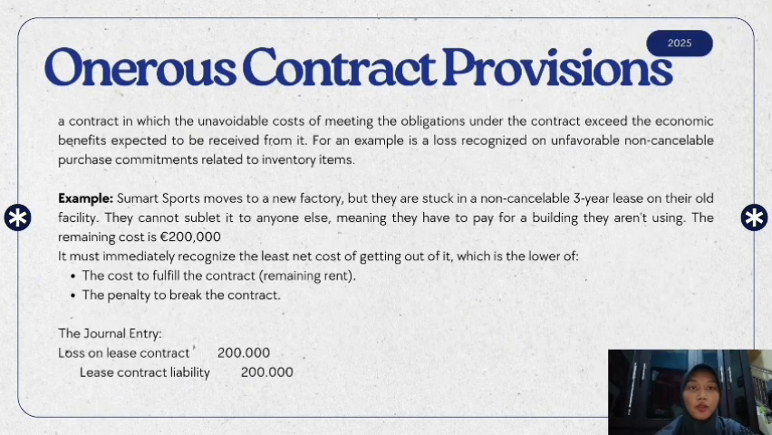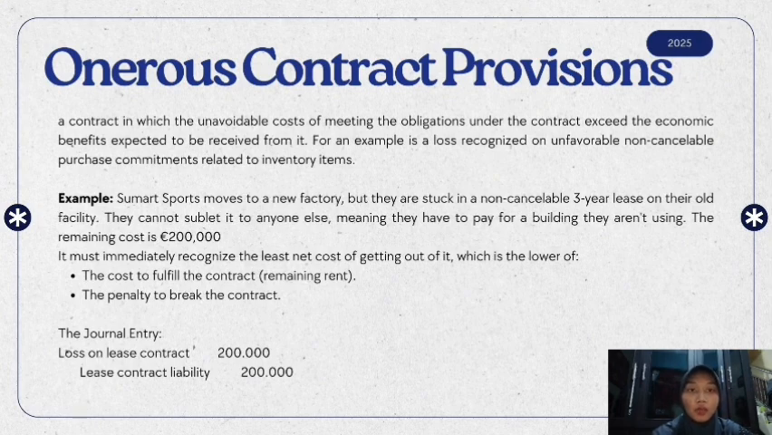The next is onerous contract provisions. It's a contract in which the unavoidable cost of meeting the obligations under the contract exceeds the economic benefits expected to be received from it. An example is a loss recognized on an unfavorable non-cancelable purchase commitment related to inventory items. So this is an example of a company.